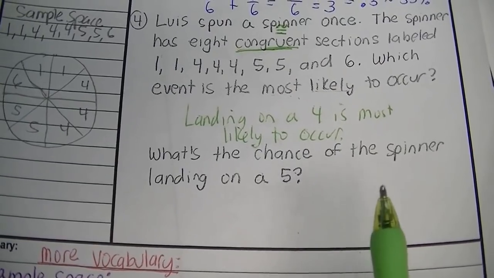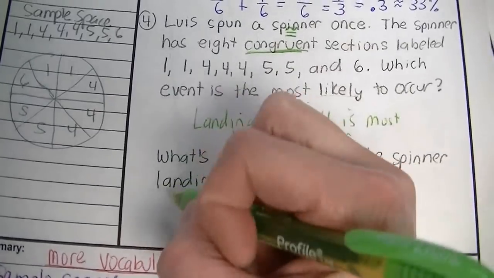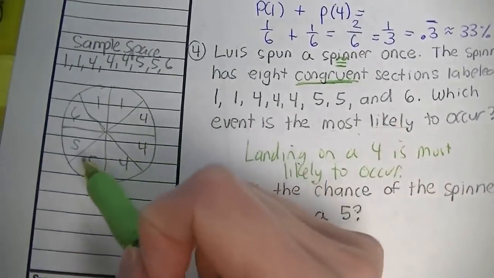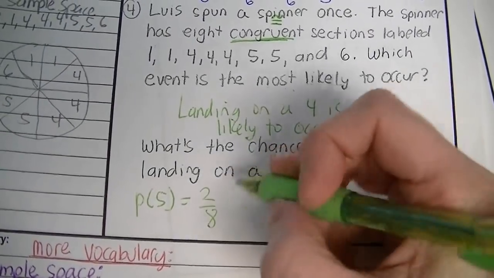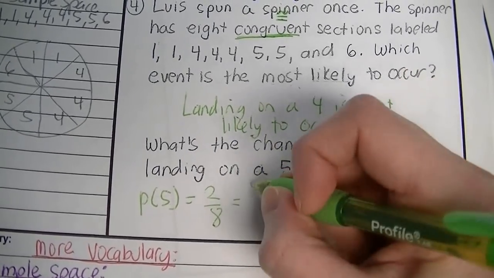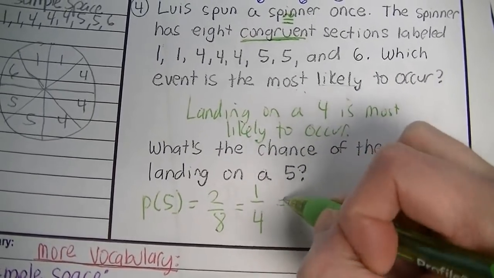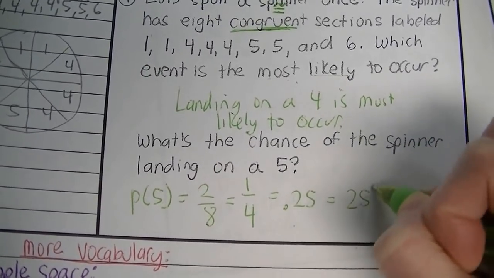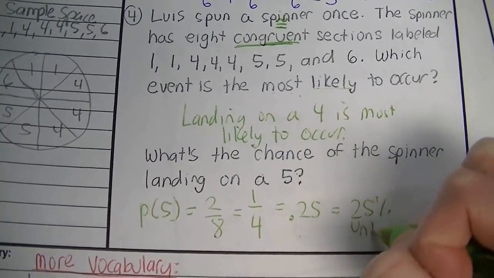And now it says, what's the chance of the spinner landing on a 5? So now it's asking for probability, because I see that word chance. What's the chance of that happening? So probability of landing on 5, let me see how many 5s there are. There's 2 out of the 8. So 2 out of 8, or let's go ahead and simplify this fraction. Let's see, divide by 2, so 1/4. And then 1 divided by 4 would give you a decimal of 25 hundredths, and that would be 25%. So it's not likely that you're going to land on 5. It's an unlikely event.